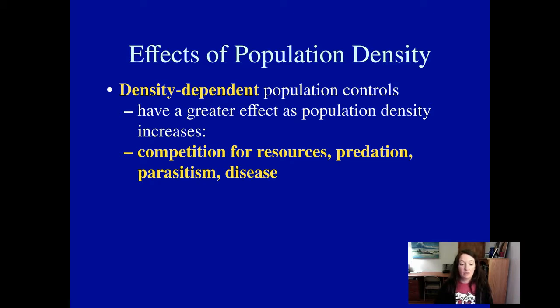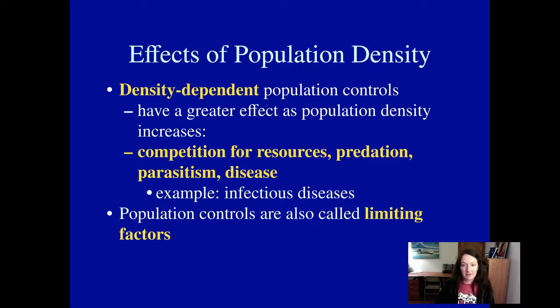When we started our coronavirus pandemic, you noticed that the greatest amount of infection and deaths was in areas that were densely populated, in the cities, in the urban areas. So that's a good example of disease and how it spreads more easily in a population that is more dense. So infectious diseases like the coronavirus. Again, population controls are also called limiting factors because they limit the size of the population.